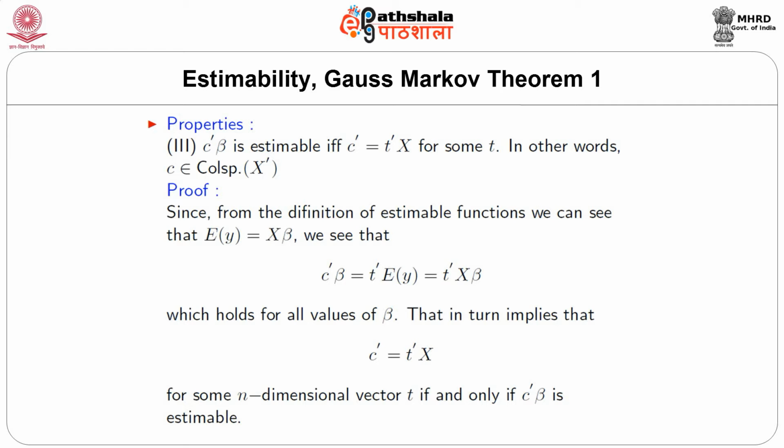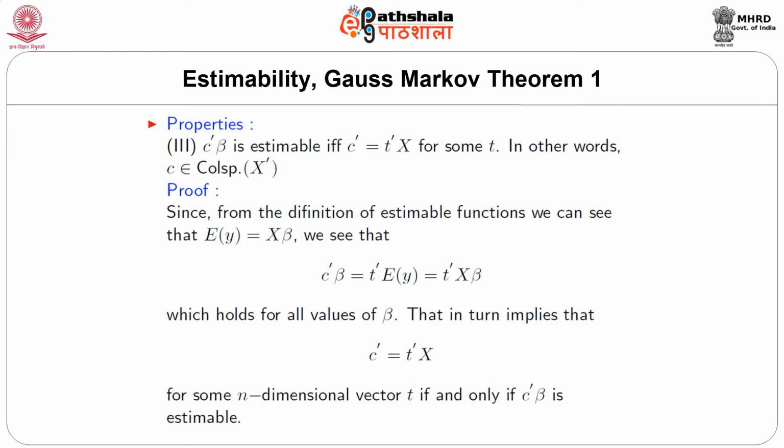To prove this property, we can proceed in the following way. First, let us assume that C prime beta is estimable. We are going to show that C prime equals C prime H. Then from property 3, we have C prime H equal to T transpose XH, because C transpose was T transpose X.